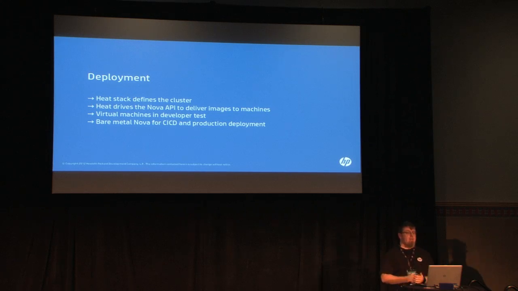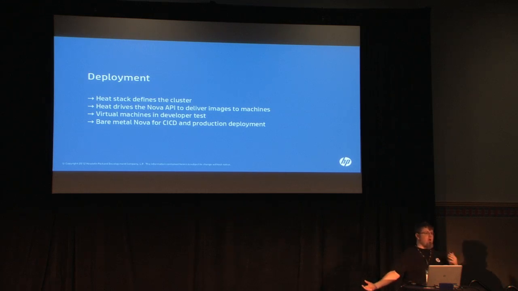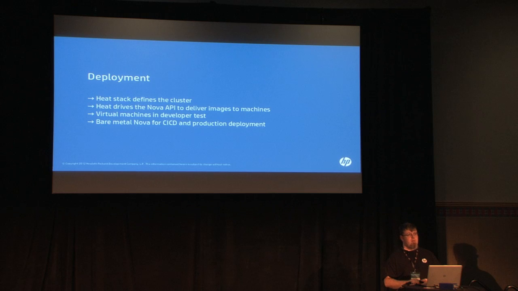So the way deployments work is that the Heat stack is defining the cluster. Heat is driving the Nova API to deliver images to machines, and its triggers are updating the environment on the machine. One thing I skipped over before is that once we have a machine running, if we've got a new image to deploy, we can do that without rebooting the machine if the software in that machine decides to cooperate. So it can observe the Heat metadata and see there's a new image ID. It can pull the image out at a glance and rsync it across the existing root file system.